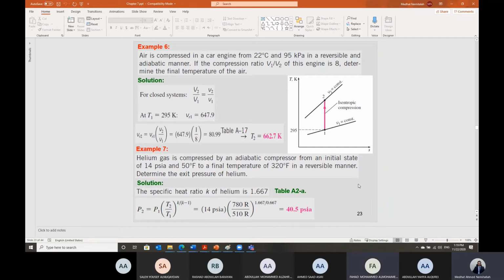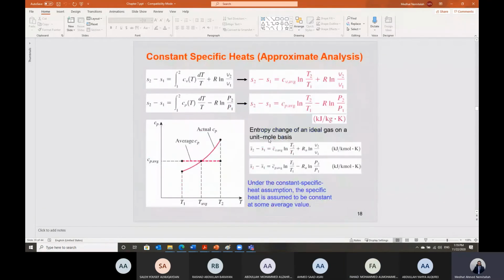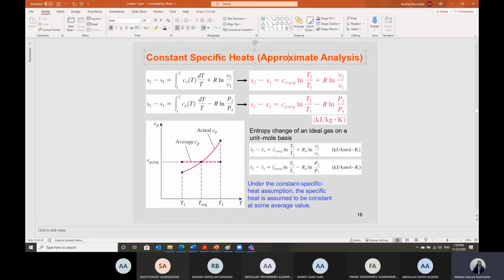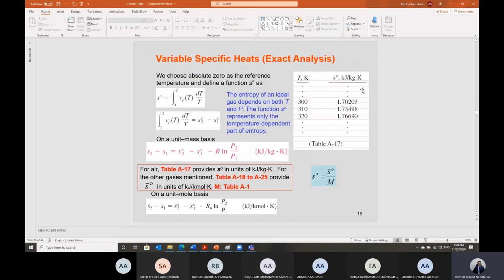Yes, clear. So just to summarize, I showed you how to calculate delta S for an ideal gas. Following the constant specific heat analysis, we developed those two relations, which you have to keep in mind. We learned how to calculate Cv average and Cp average, so you are able to calculate delta S of an ideal gas following the constant specific heat analysis. For the variable specific heat, we considered this equation to calculate delta S.